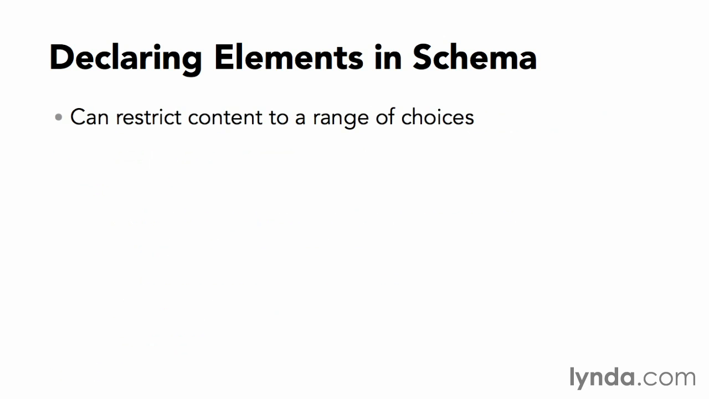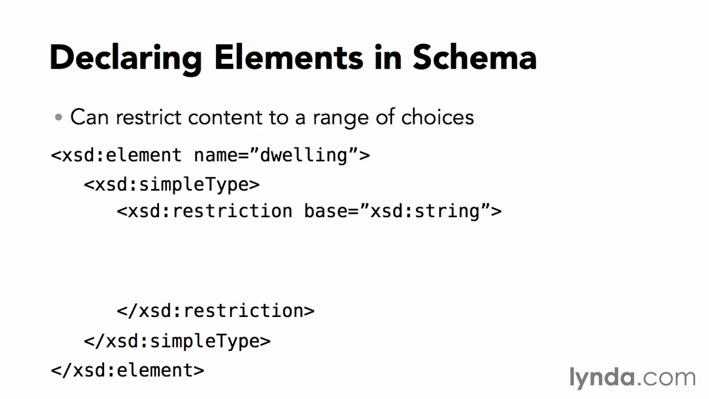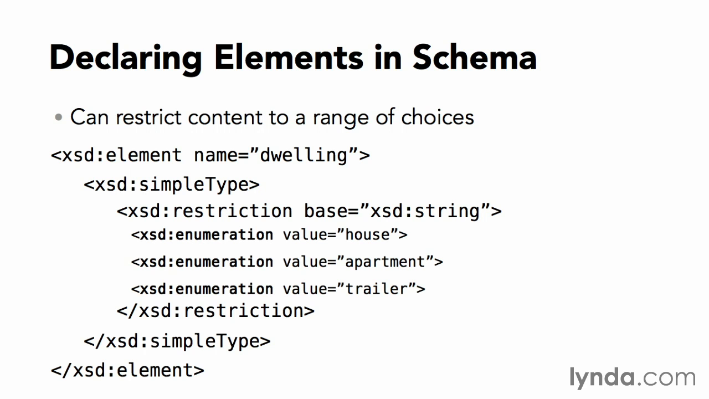You can also restrict content to allowable choices. And this is something very similar to what we saw in DTD. Now, in this case, suppose we have an element named dwelling, and we want to restrict it to one of a number of allowable choices. Well, you can see here that inside the simple type tag, I've got a restriction, and in this case, I'm basing it off of a string type. And instead of using the min and max inclusive, now I'm using these enumeration tags to enumerate the allowable values for this dwelling tag. And here I've got values such as house, apartment, trailer. The XML data is allowed to contain one and only one of these choices for its dwelling tag.